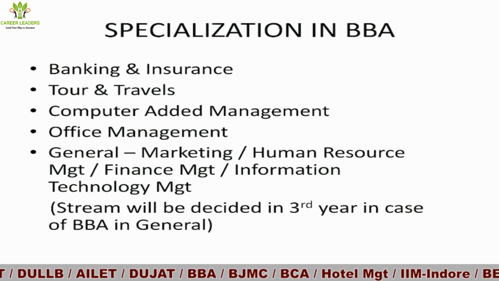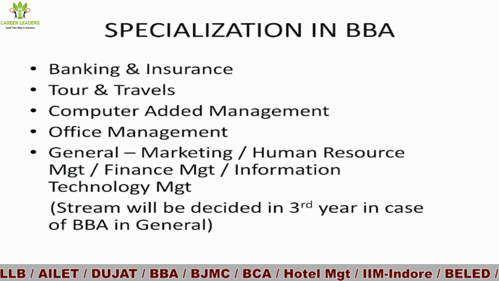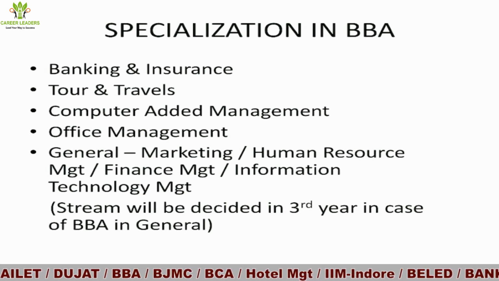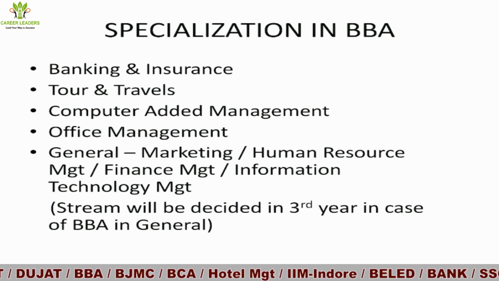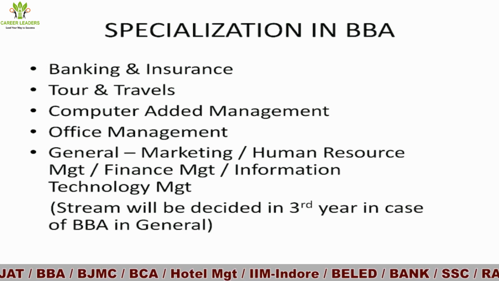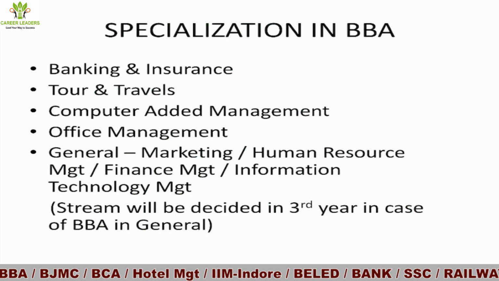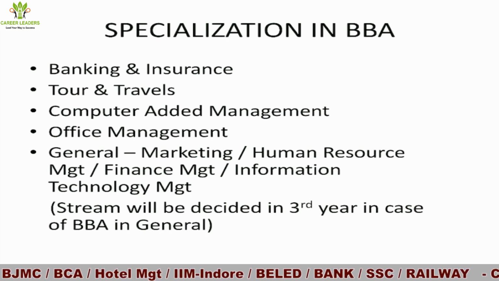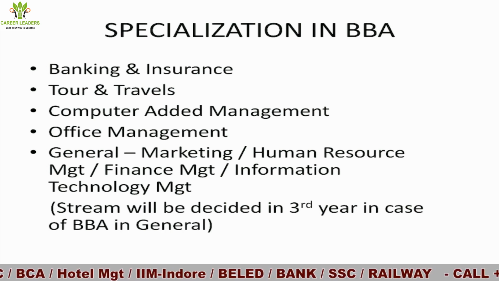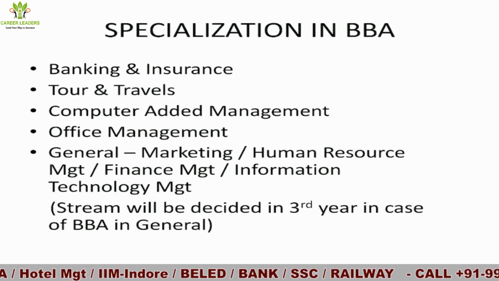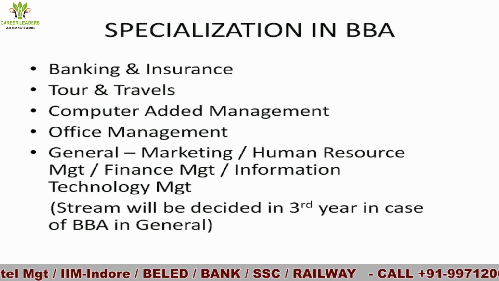Then we have got BBA in general. So let's say you opted for BBA in general. There are 4 specializations which will be decided at the time of 3rd year, and you may choose one of these 4: marketing, human resource management, finance management and information technology management. That will be decided at the time of 3rd year.